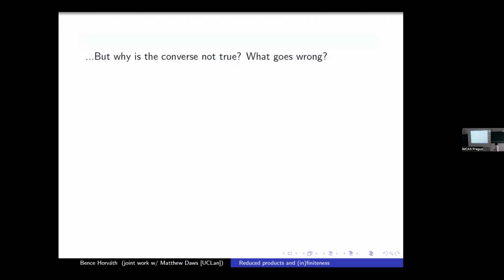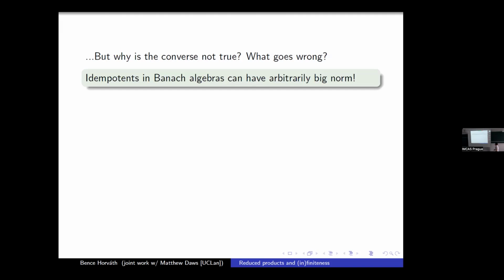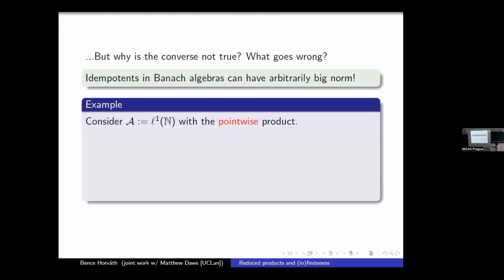So why is the converse not true? I said that the converse of this theorem is not true for Banach algebras. What goes wrong? The thing is that in Banach algebras, idempotents can have arbitrarily big norms. Here is an example. I'm cheating a little bit because this is not a unital Banach algebra. If you take L1 of the naturals with the pointwise product, this does not have a unit, but you can unitize if you want.